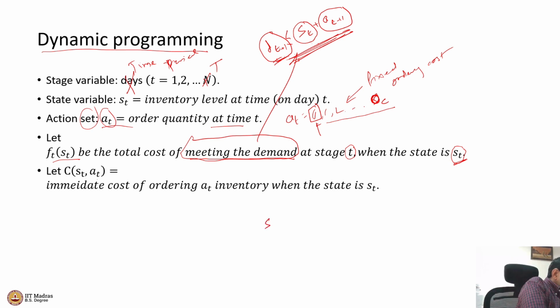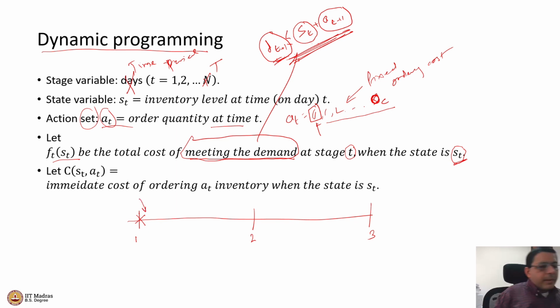So how is the state variable going to be incremented? In the next time period t+1, what is going to be my state variable? First, let me tell you the sequence of events. This is time period 1, time period 2, time period 3. You place the order at the beginning of the time period and you get the product delivered immediately. So this is your A1, and you get the order quantity immediately and meet the demand.